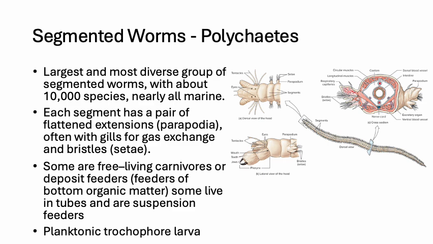Many produce a trochophore larva, an important planktonic stage that links them evolutionarily to other invertebrates, like mollusks. Polychaetes really showcase the diverse possibilities of a segmented body plan.